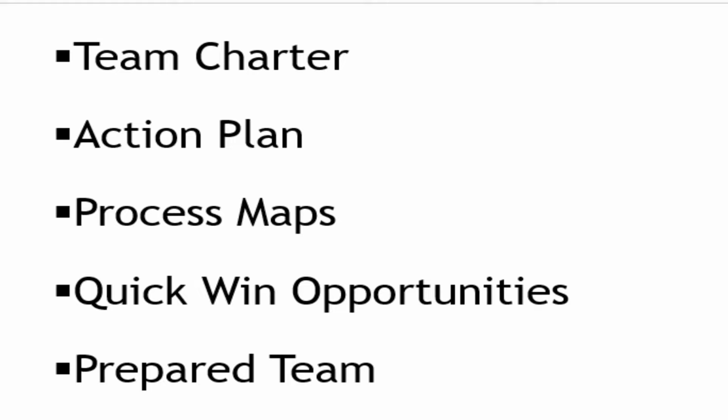So these kinds of opportunities are called quick win opportunities. You also must identify them before proceeding. And the last deliverable of the define phase is a prepared team, which means that before proceeding further, you must have a team size defined, the people identified, and the relevant training given to them that needs to be implemented during the next phase.